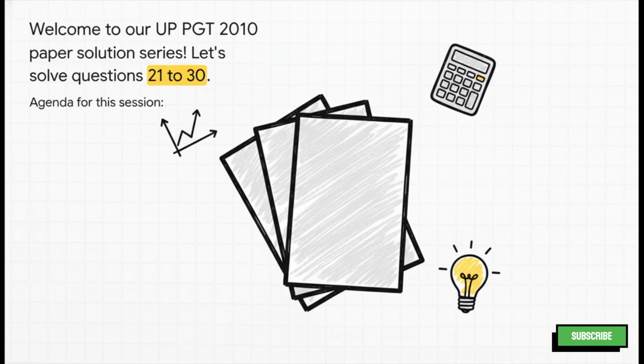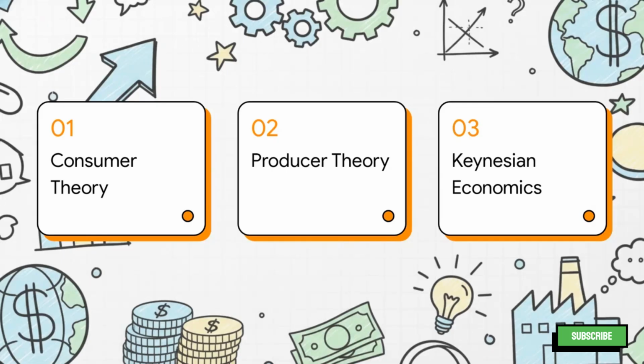We're not just going to give you the answers, we're going to break down the logic behind each one so you really understand the concepts. Ready? Let's do this. Now, to make these next 10 questions a little easier to digest, we've actually grouped them into 3 main themes. We'll start with a few on consumer theory, then we'll switch over to producer theory, and we'll wrap up with some really important questions on Keynesian economics.